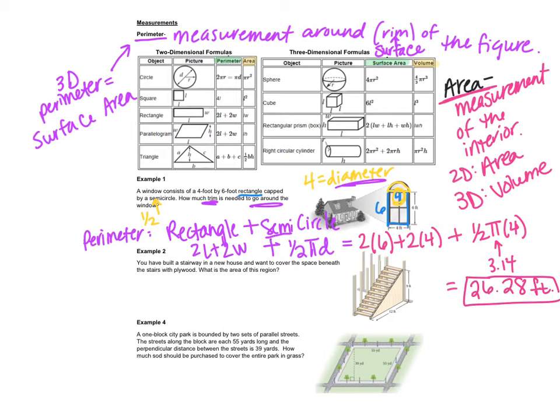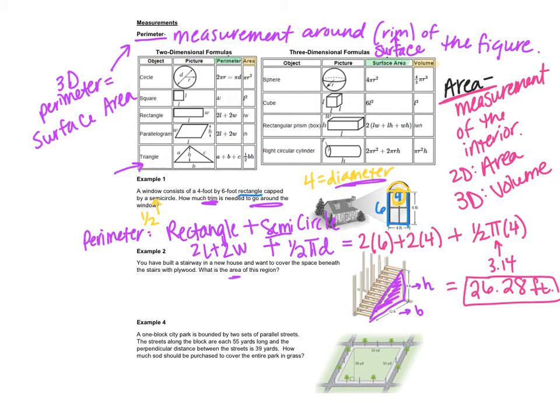Okay, so let's see if we can do our next problem here. It says you've built a stairway in a new house and want to cover the space beneath the stairs with plywood. What is the area? So either they straight up say the word area, or I look at this and I say, hey, this piece is filling in the interior of that triangle. So what I'm really trying to do is find the area of a triangle. It shows me here in my formula up top that the height is straight up and down. Now this is already a right triangle. So I've got my height to be 9 and my base to be 12.